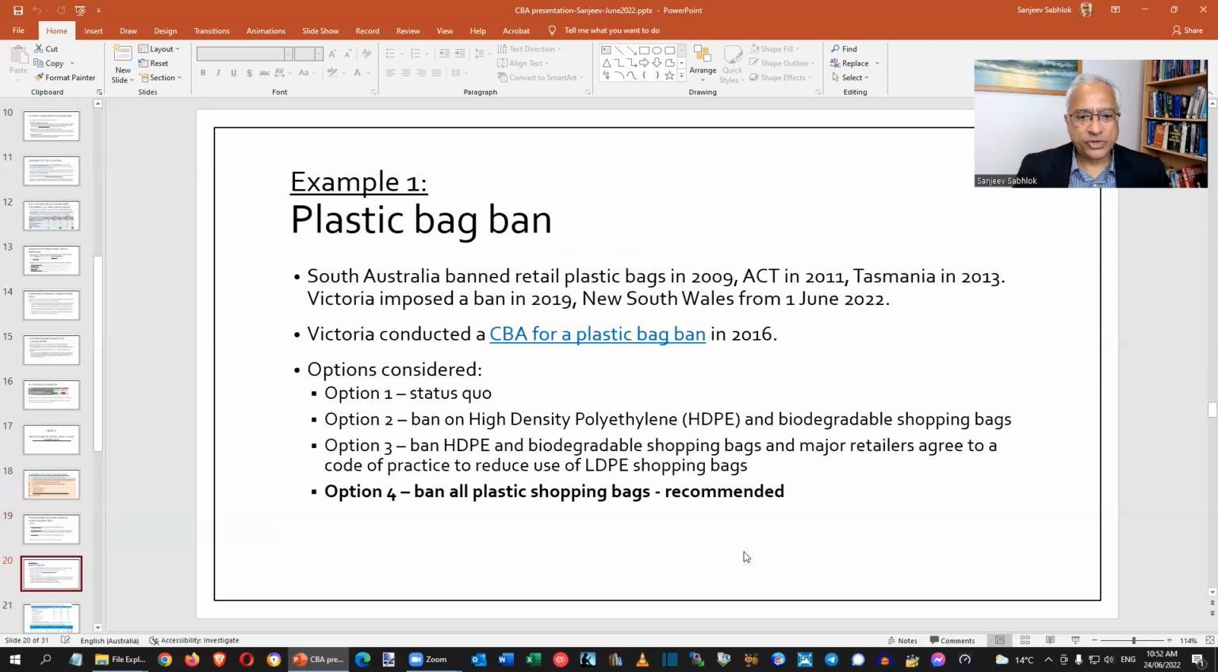South Australia was one of the first, I think probably the first in Australia to ban plastic bags, the retail bags that we use, the gray bags, and that was in 2009. Other states joined in, Victoria 2019, New South Wales just the 1st of this month, 1st of June 2022. Victoria conducted a cost-benefit analysis for the plastic ban in 2016, and it considered 4 options. First, do nothing, which is the status quo, always an option. Then ban the high-density polyethylene bags and the biodegradable ones, ban others, etc. Then ban all plastic bags. And then they recommended, let's ban everything.